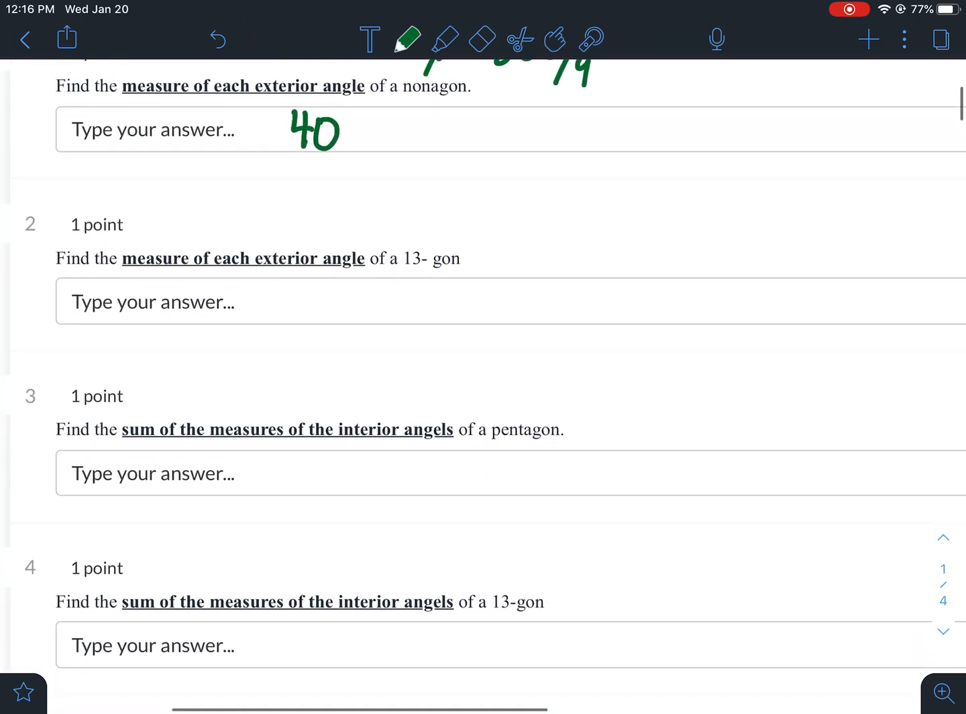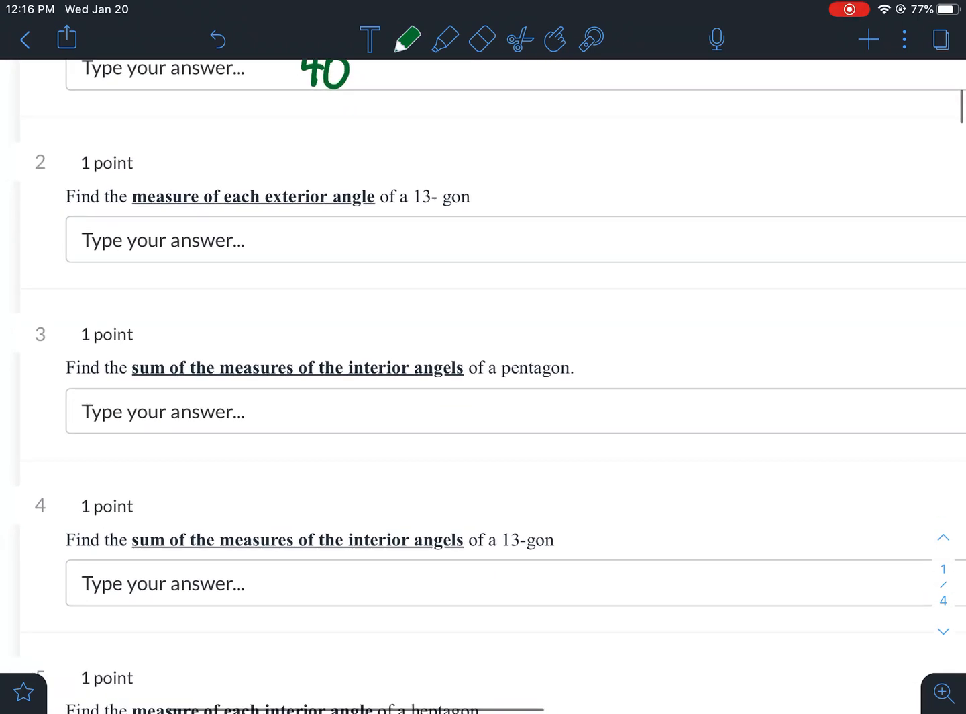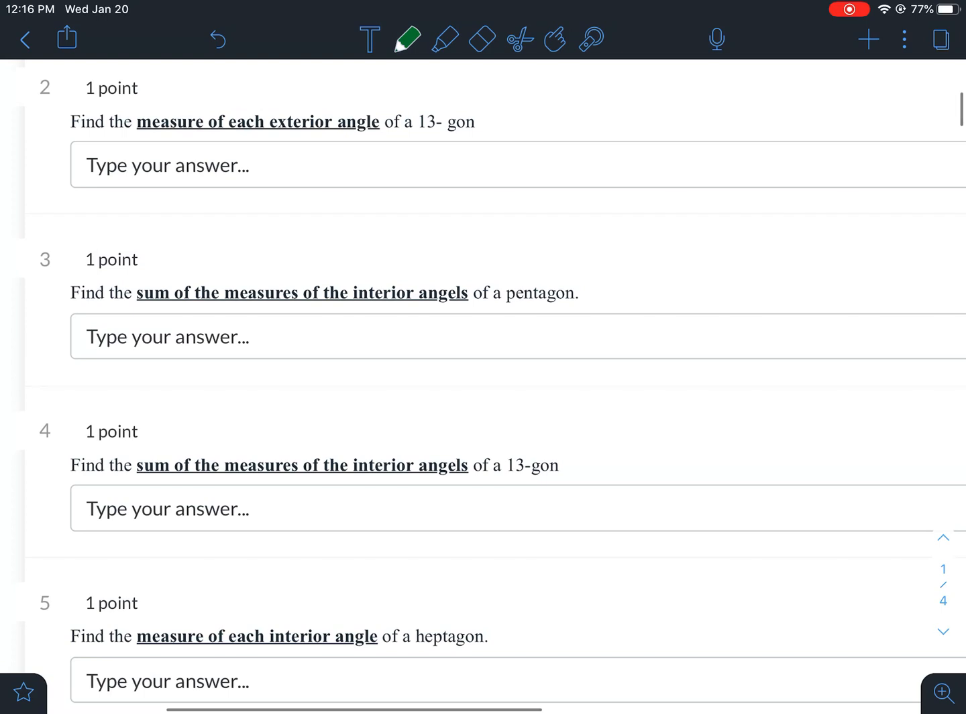Same thing for number 2. This one you're just going to divide by 13. If you get decimals, that's totally fine. Enter 2 decimal places.